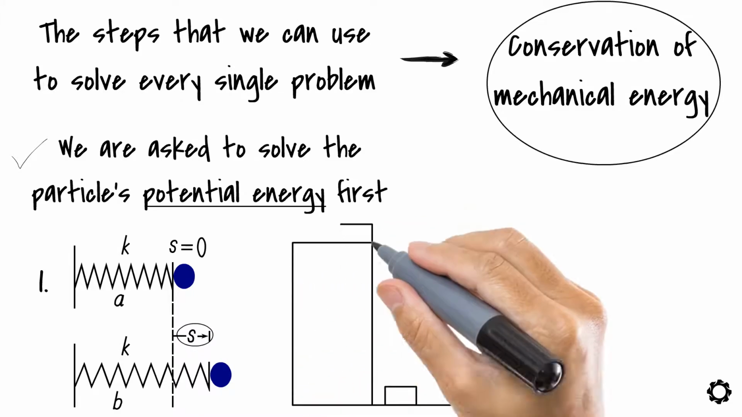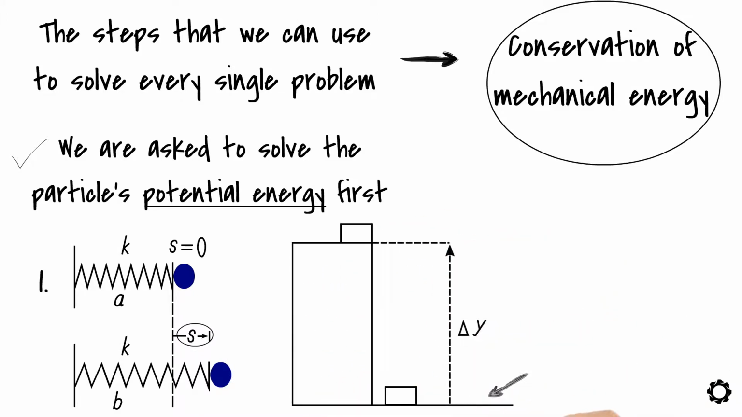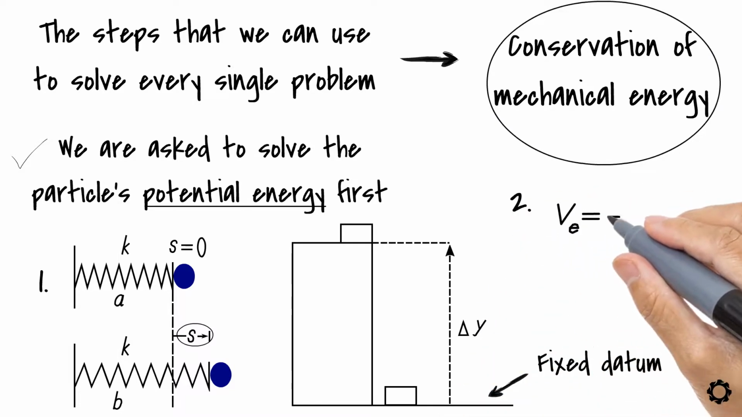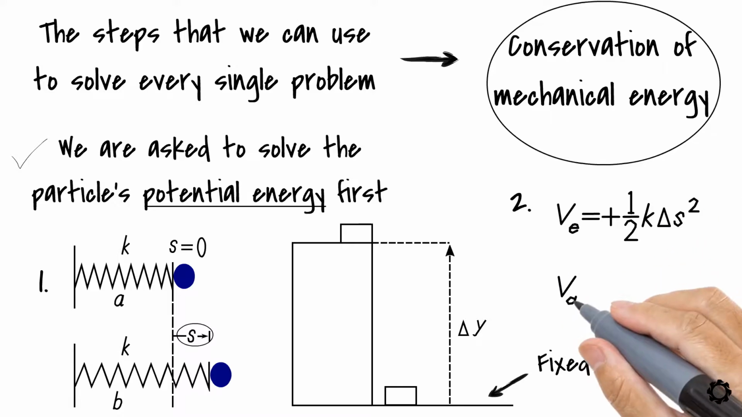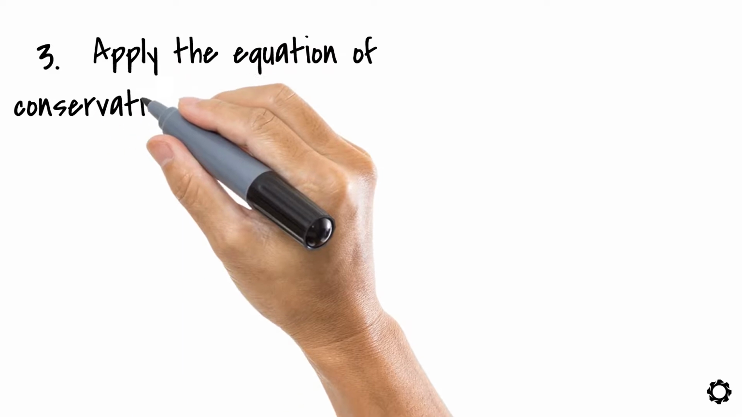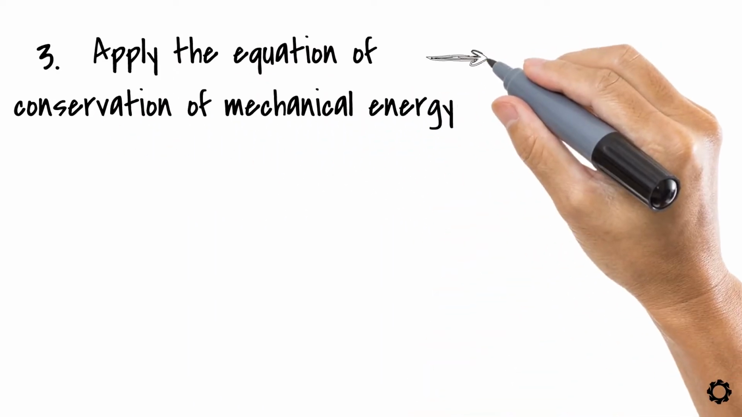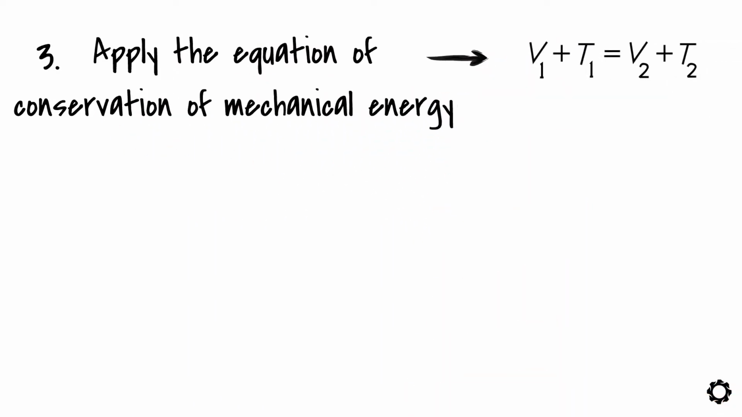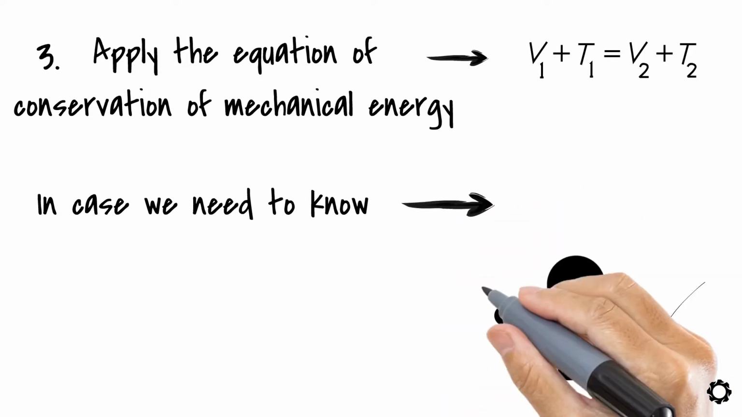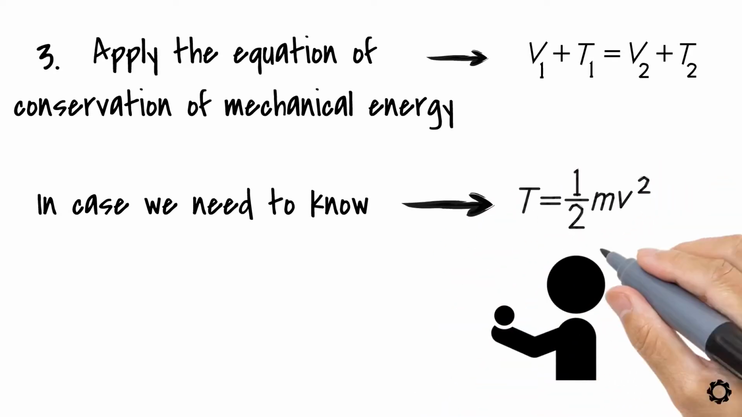If the particle has some vertical displacement, we should also establish a fixed datum line. Finally, we can determine the potential energy of the particle by using our familiar equations. After we have solved potential energy, we can start to apply the equation of conservation of mechanical energy, which has been presented previously in this video. In case we need to know how much kinetic energy the particle has, we can determine it by using a kinetic energy equation that is already familiar to us.